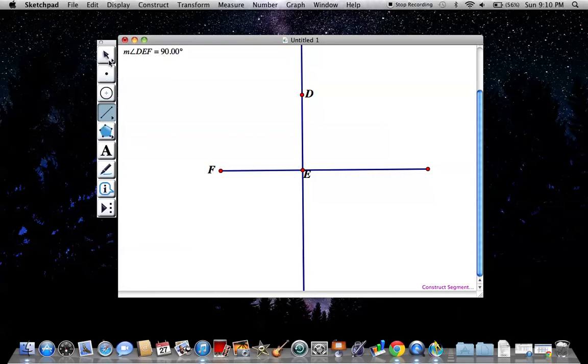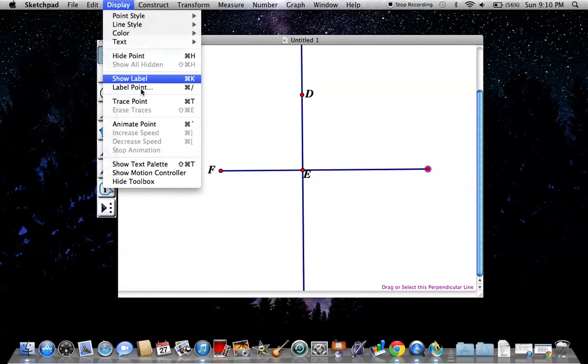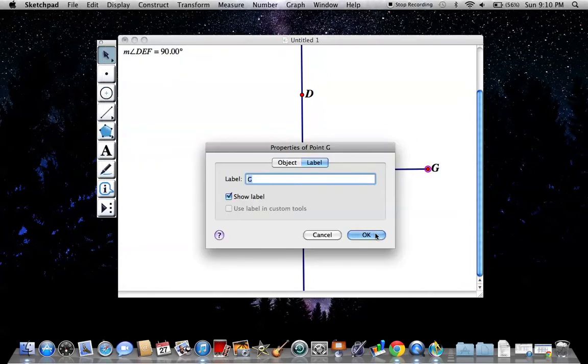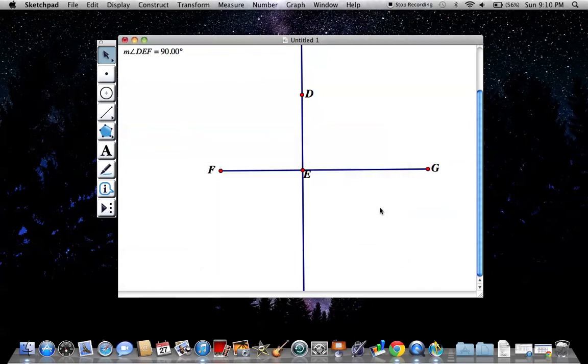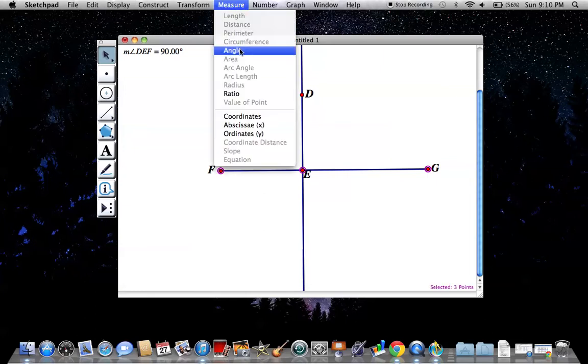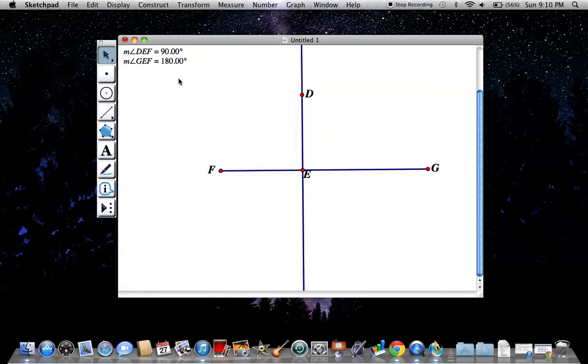And lastly, we have a straight angle. Let me show you what this looks like. GEF. If I measure this angle, it's 180 degrees. We call it a straight angle because it forms a straight line. E is the common endpoint here because it is labeled in the middle. G and F are the sides, so EG would be one side, and EF would be the other side of the angle.